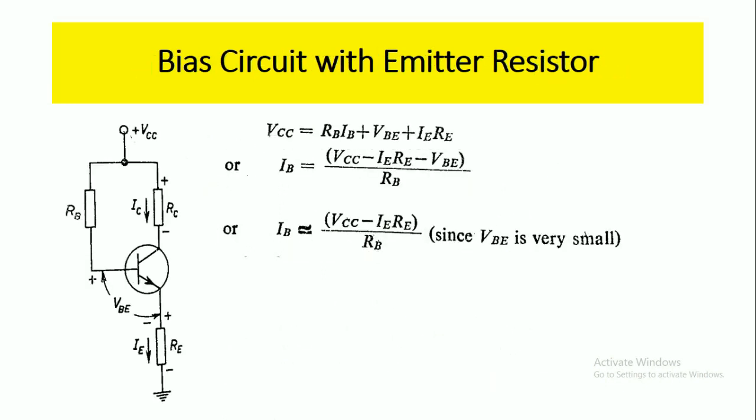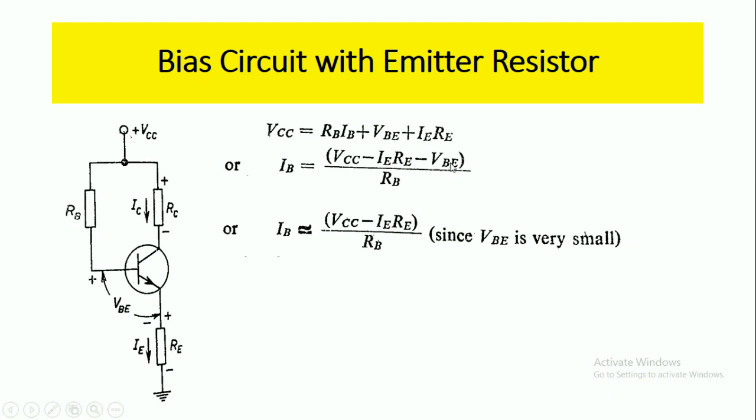The next circuit is the bias circuit with emitter resistance. We have already seen the fixed bias circuit; for this fixed bias circuit, the additional resistance RE is connected. Here we apply Kirchhoff's voltage law, so that we get VCC equal to IB RB plus VBE plus IE into RE. This is applied for the input section. From this equation we can get IB equal to (VCC minus IE RE minus VBE) by RB.